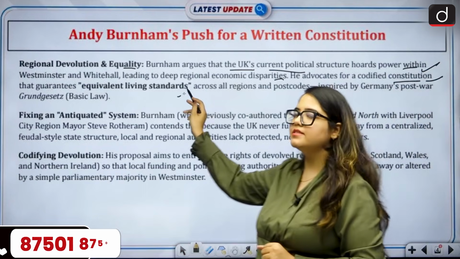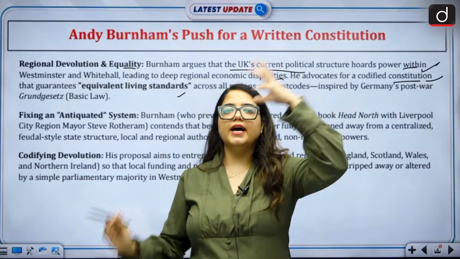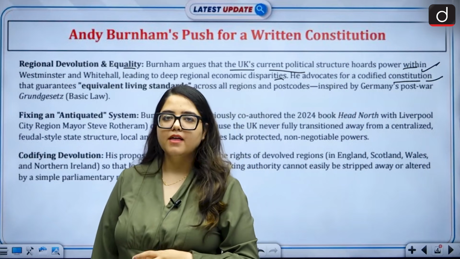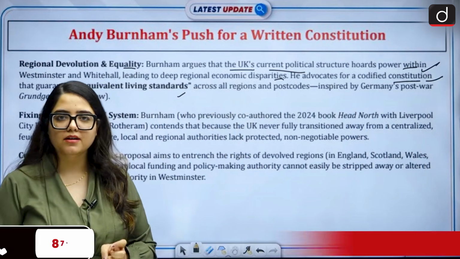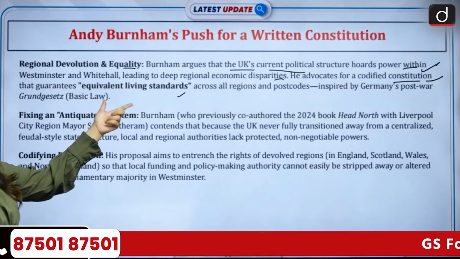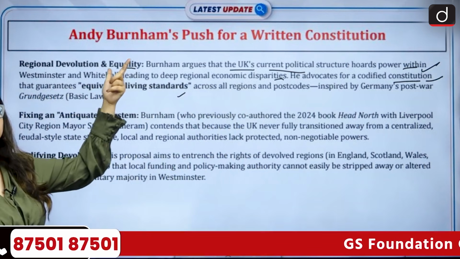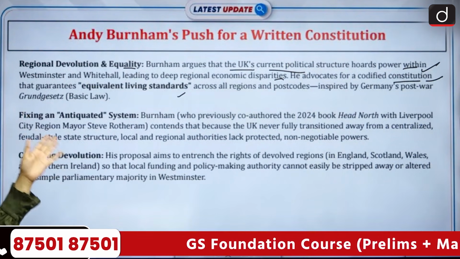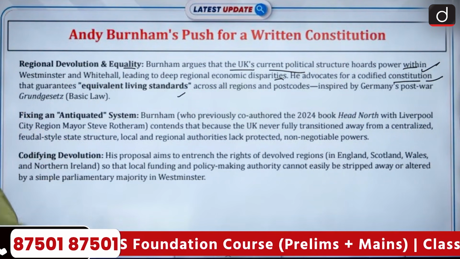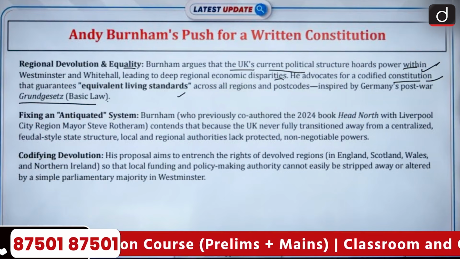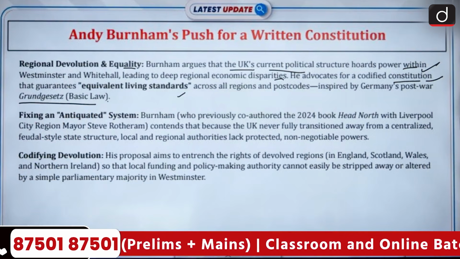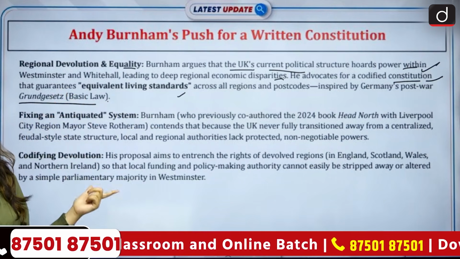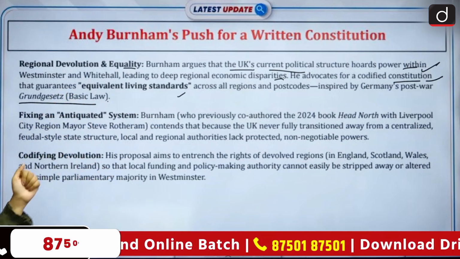Like India has a welfare system, right? We take more tax from the rich people and do the welfare of the poor people. That is how we work in the Robin Hood method, right? So they're saying that equivalent living standards are not here. Why? Because we don't have a codified constitution across all the regions and postcodes. This is inspired by Germany's post-war Grundgesetz, that is, the Basic Law. Germany adopted that and it is working very fine, and he's inspired by that and wants to work towards such a structure. All right.